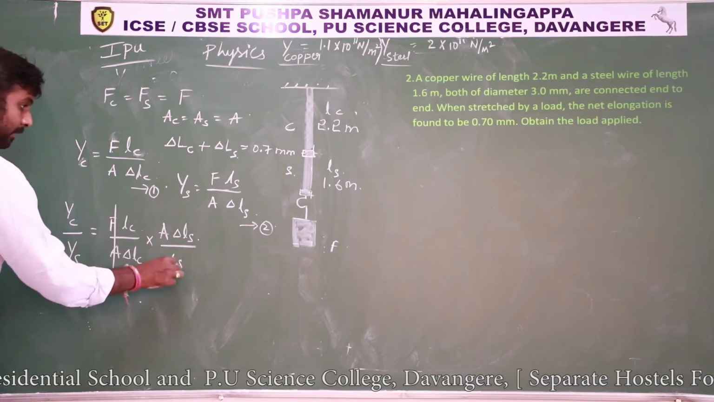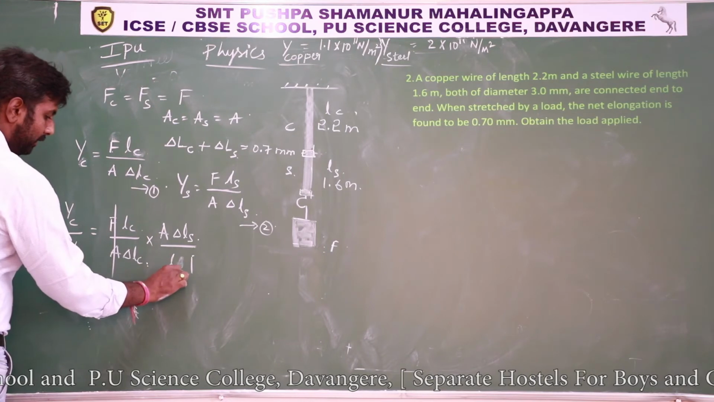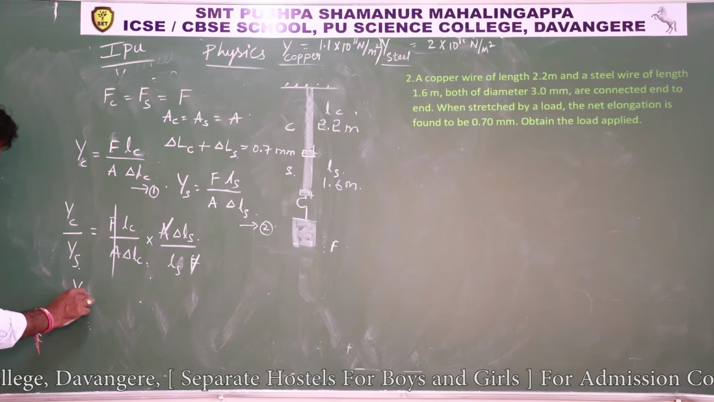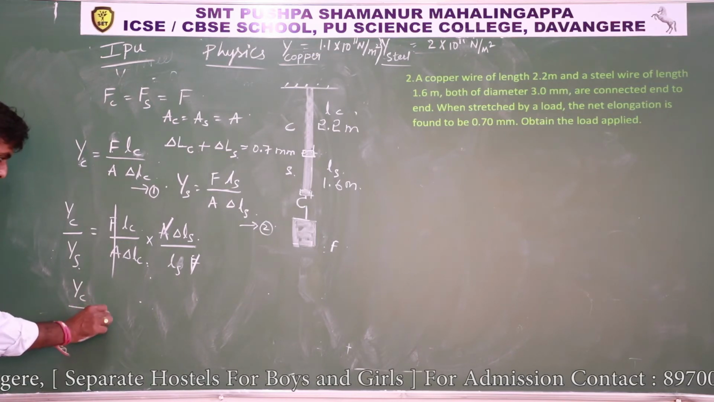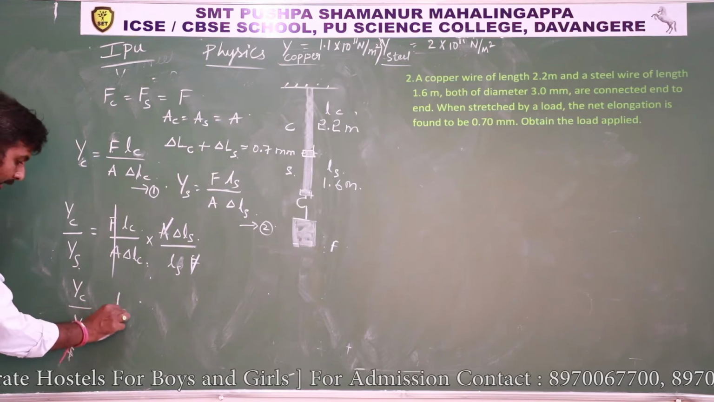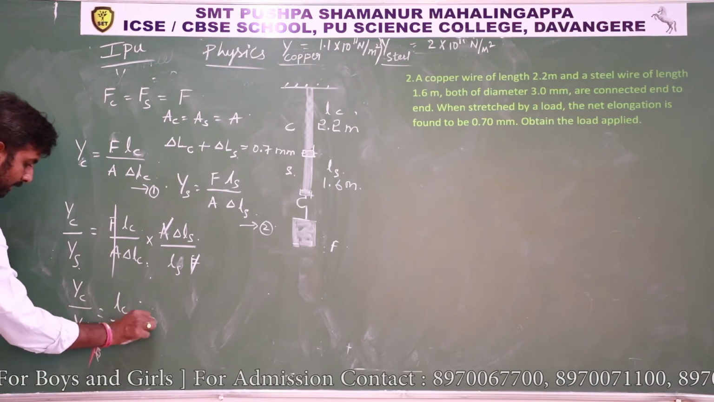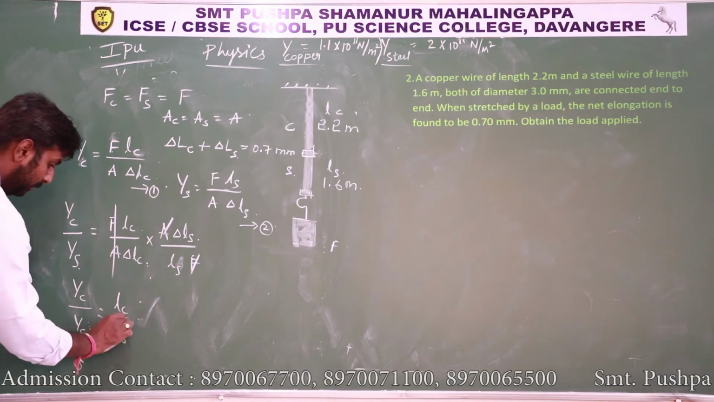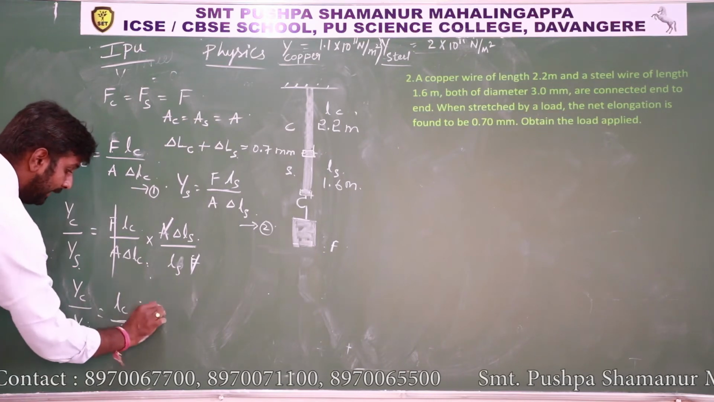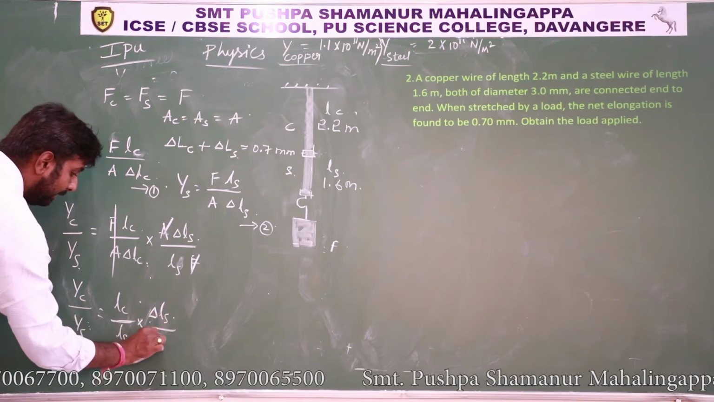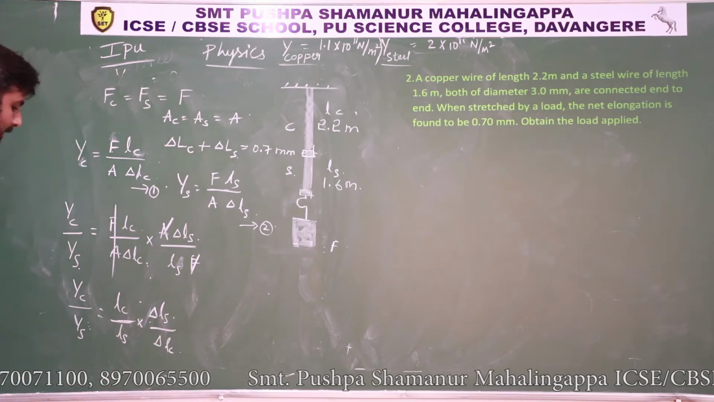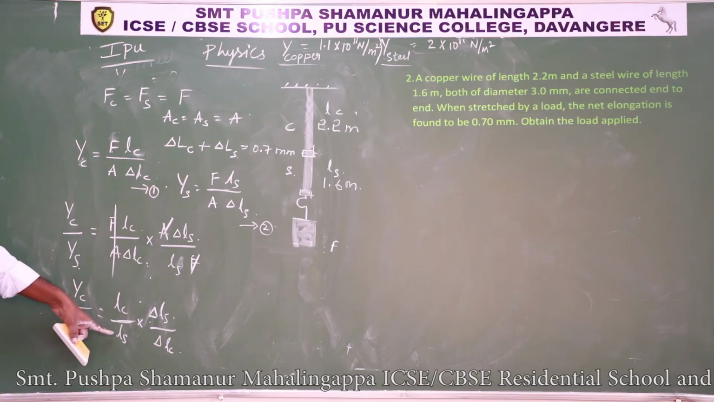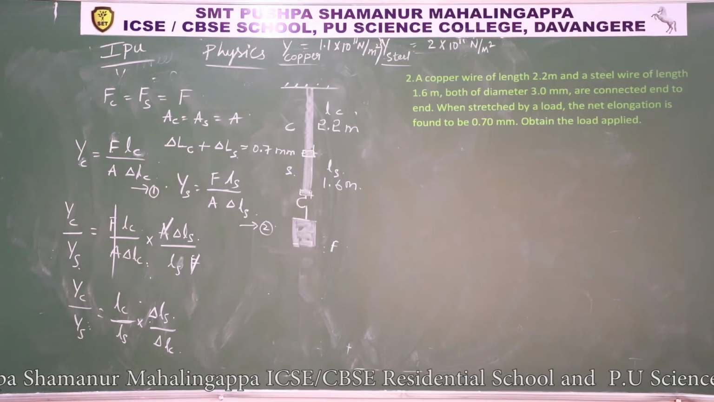Here F by A will get cancelled. Then YC by YS ratio, you will get it as LC by LS into delta LS divided by delta LC. So we know the value of YC, YS, LS and LC. I will substitute those values.